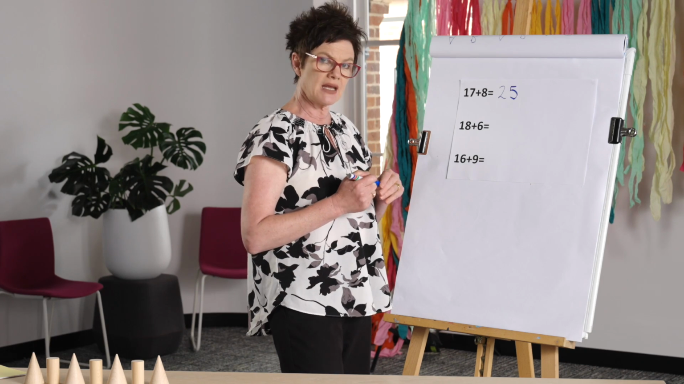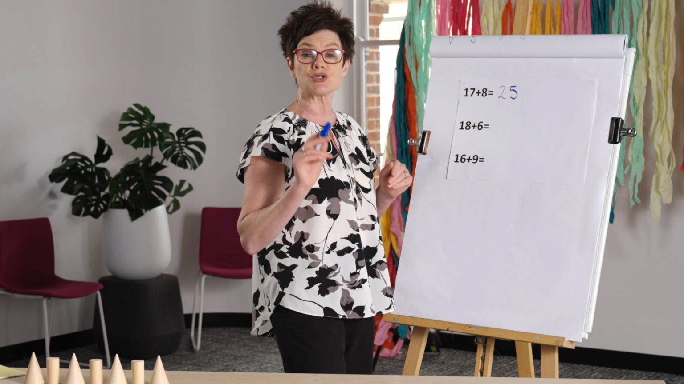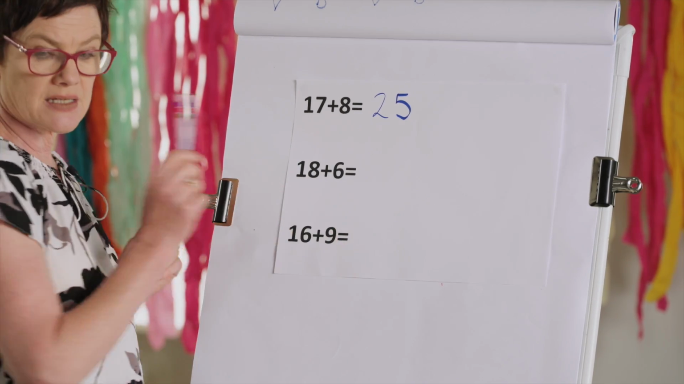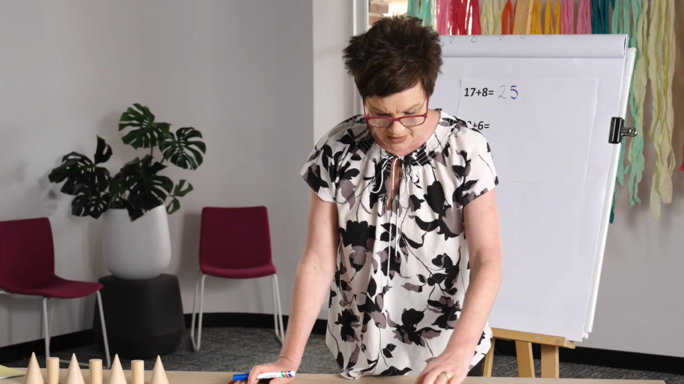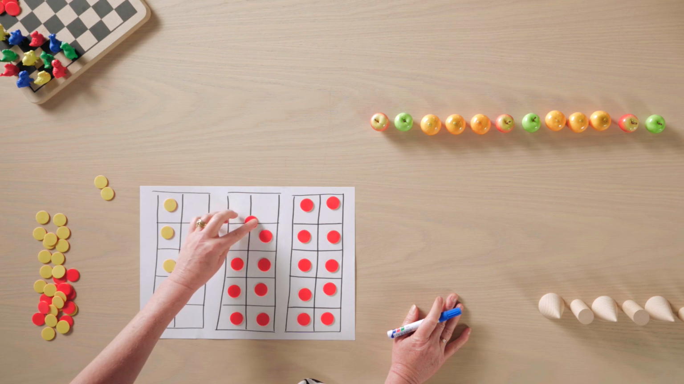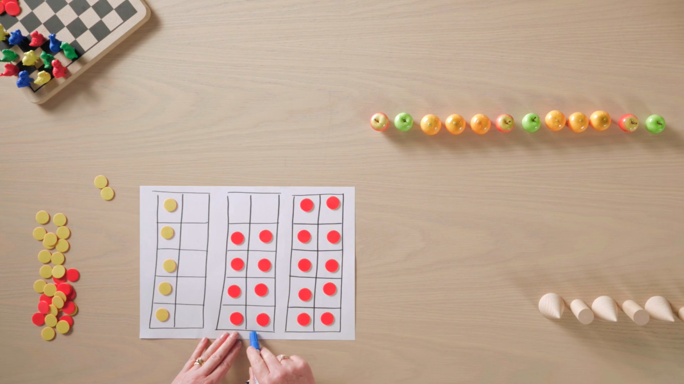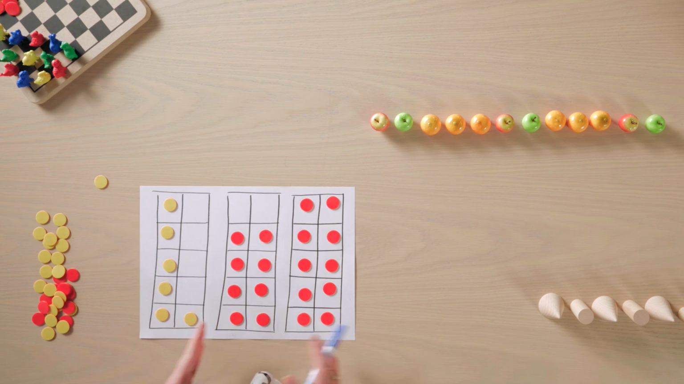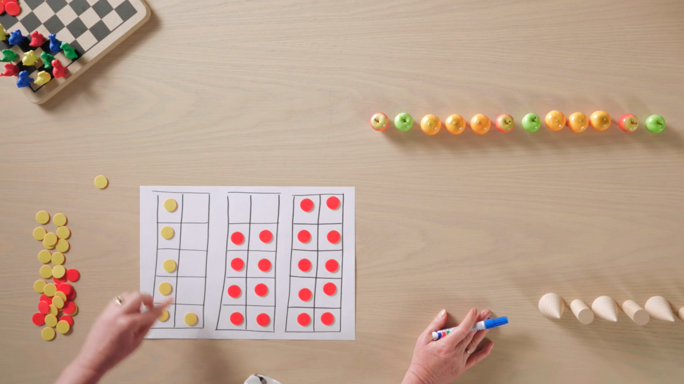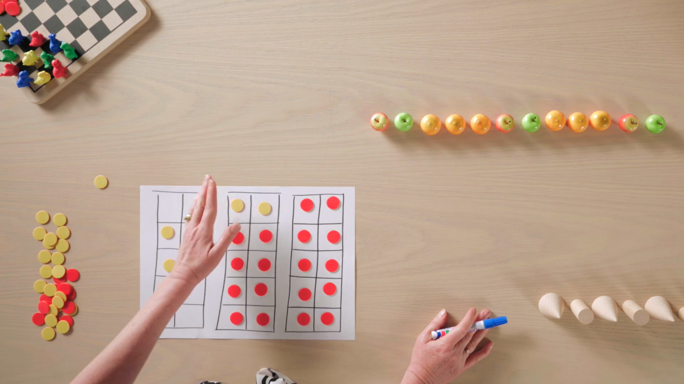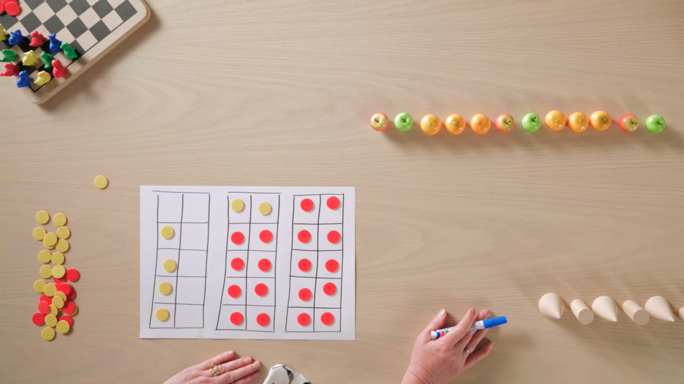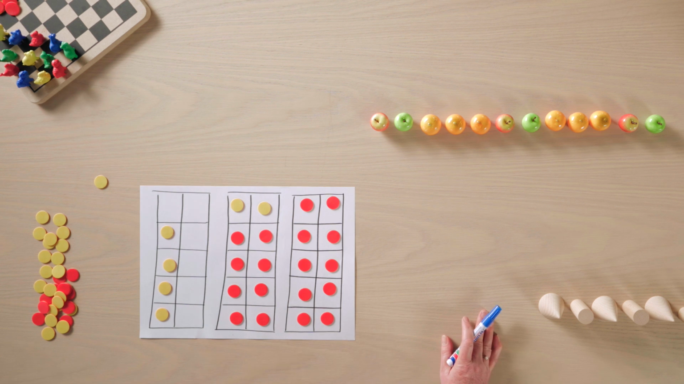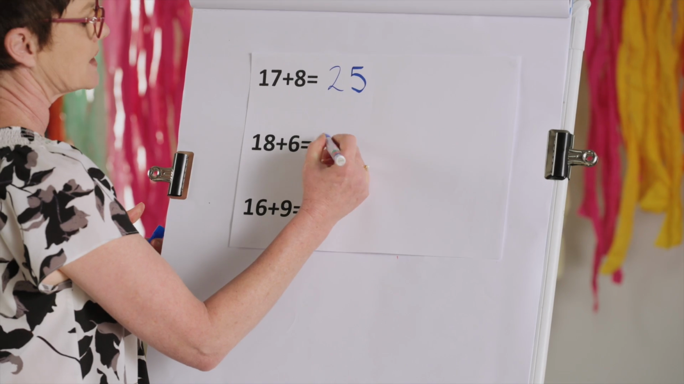So let's try the next one using the same strategy, bridging to 20. So the question now is, what is 18 add 6? So let's quickly get our 10 frame ready. 18, a 10 and an 8, 18 add 6. Let's bridge to 20. I'm going to take 2 away to give me 20. 2 lots of 10. So 20 and 4. My answer is 24. Okay, 24.